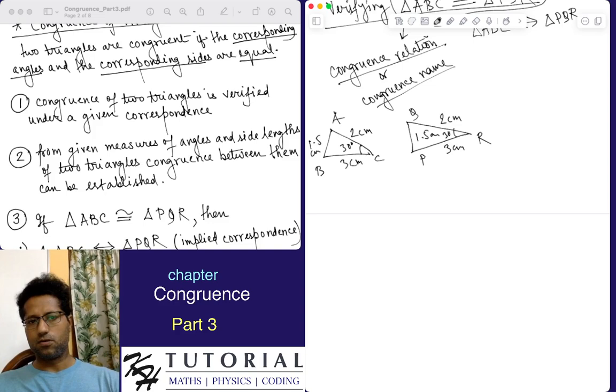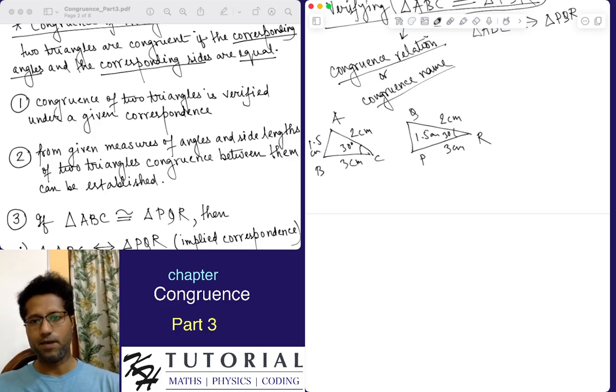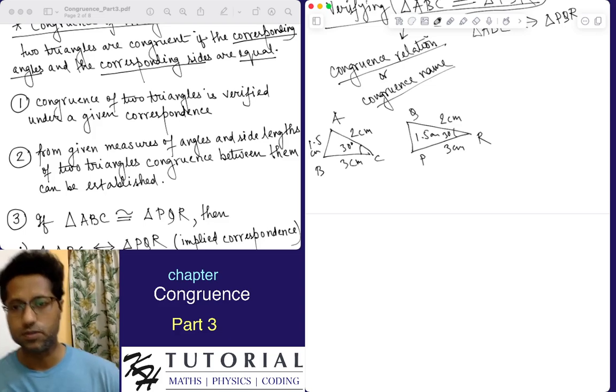prove that these two triangles are congruent, and in that process you also have to provide the congruence relation. That is how they are mapped. Once you have the mapping, you know the corresponding angles and the corresponding sides, then you have to prove the corresponding angles are equal and the corresponding sides are equal. So this is another aspect of problem solving regarding congruence of triangles.